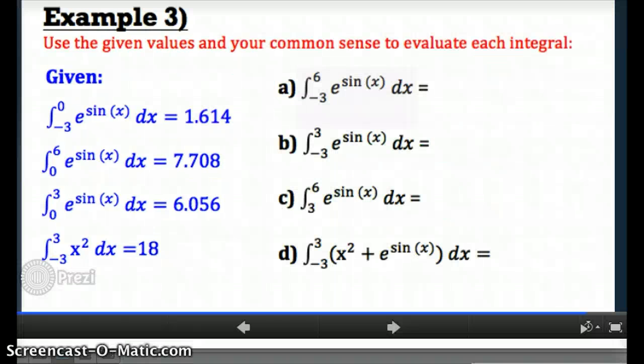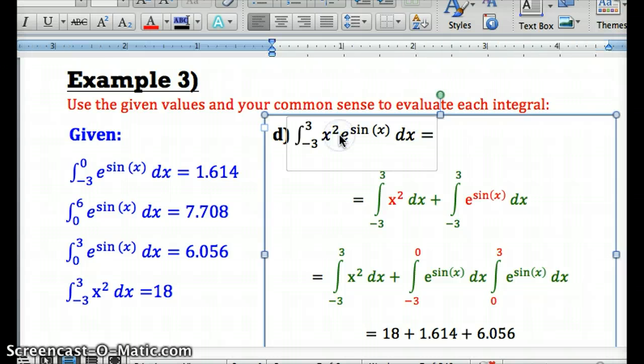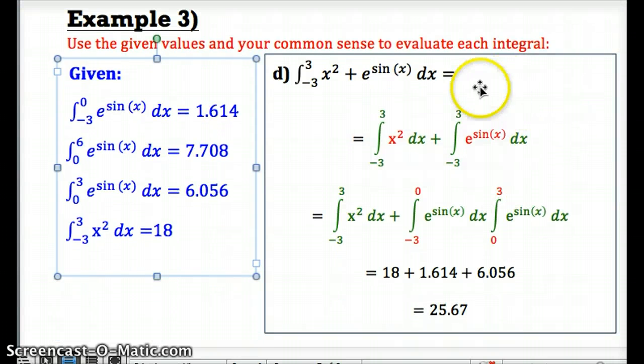All right. D is the last one. Put all of these tricks together. D required two different properties. First, you should have split the integral using the sum and difference rule, which I've missed the addition here. And then after that, you would have wanted to evaluate the second integral by splitting the interval of integration into two intervals. The first one, of course, is one of your given numbers. Adding all the numbers up, you get 25.67, just like that.